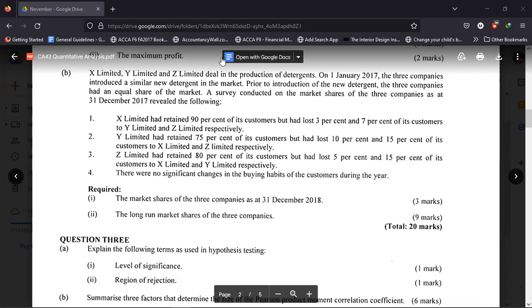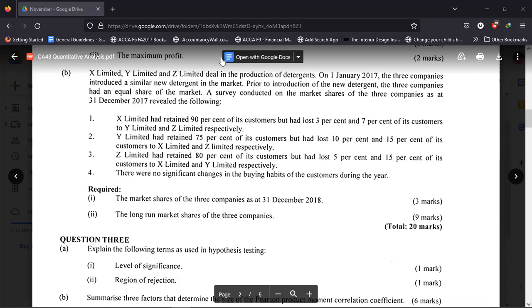X Limited, Y Limited, and Z Limited deal in the production of detergents. On 1st January 2017, the three companies introduced a similar new detergent in the market. Prior to introduction of the new detergent, the three companies had an equal share of the market. A survey conducted on the market share of the three companies as at 31st December 2017 reveals the following. 1. X Limited had retained 90% of its customers but had lost 3% and 7% of its customers to Y Limited and Z Limited respectively.